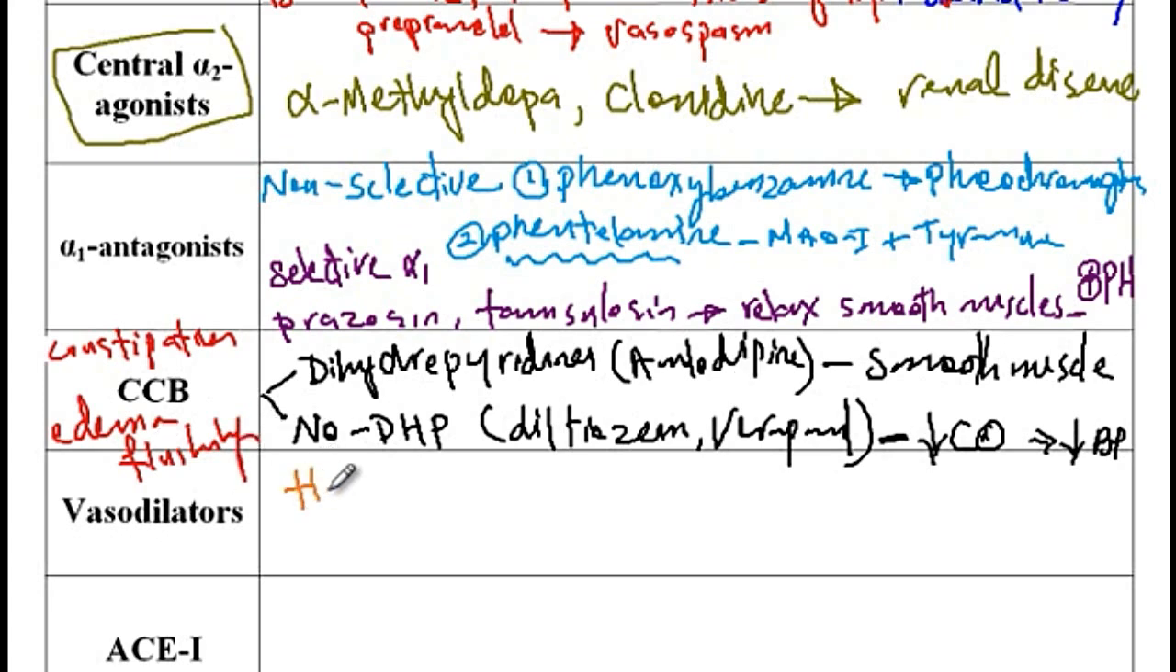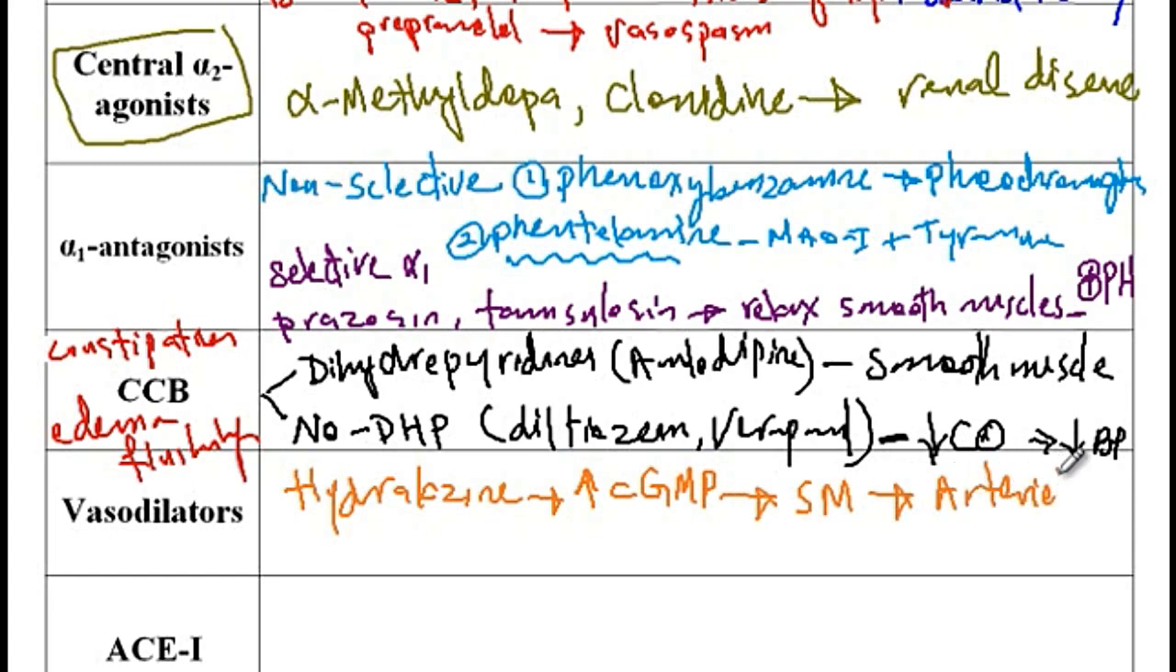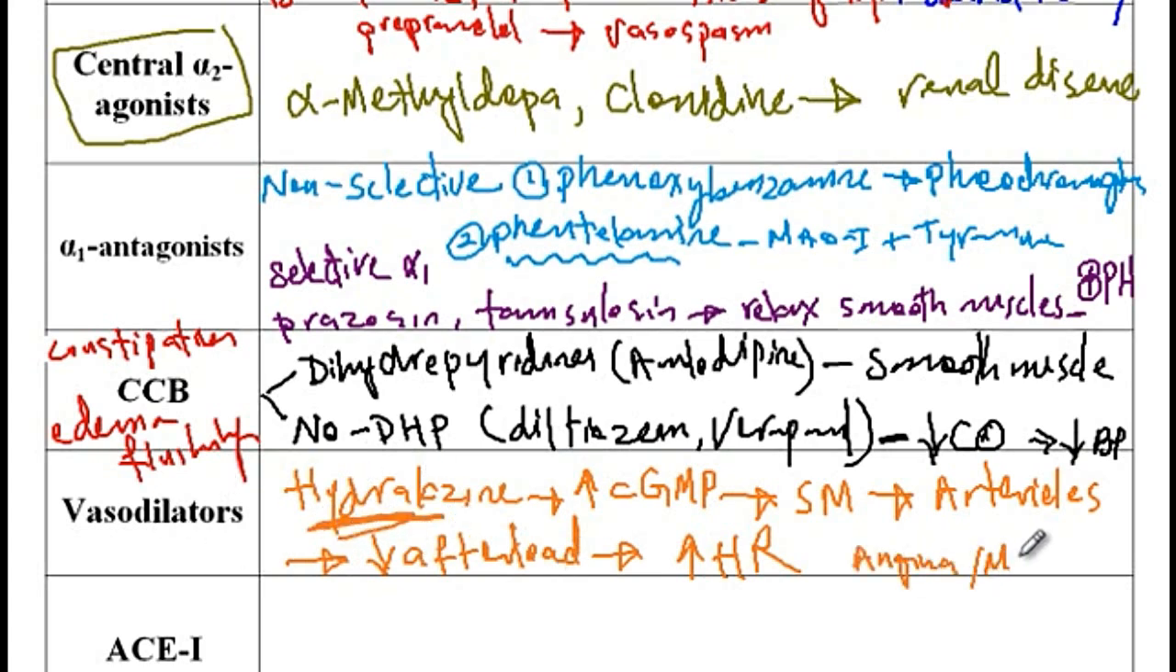Vasodilators are next, an example of which is hydralazine, which increases the cyclic GMP that causes relaxation of the smooth muscles, and thus it will cause vasodilation of the arterioles, as a consequence of which there would be a decreased afterload, and thus there would be a compensatory increase in the heart rate. So therefore these medications should not be used in patients that have angina or myocardial infarction, because, despite decreasing the blood pressure, there's a rebound increase in heart rate, and they could worsen the angina or myocardial infarction.